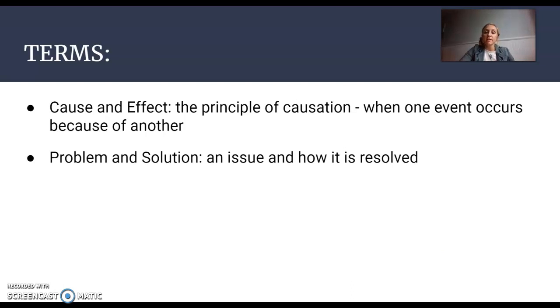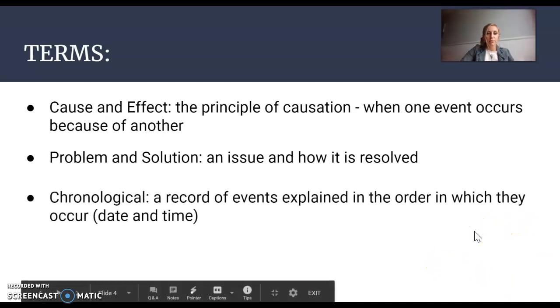Problem solution. This is our third text structure. This would present an issue and show how it is resolved. So if the issue is that your grass is dry, then you're going to tell how you're going to resolve it. You're going to change your watering patterns. You're going to water the roots deeper or something like that, a way to resolve a problem.